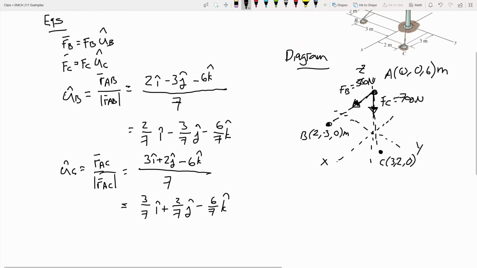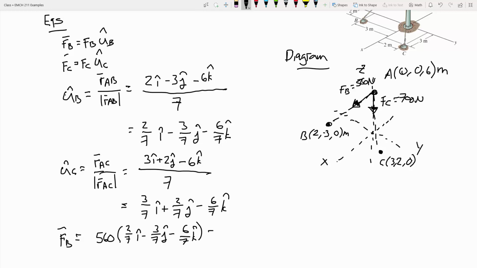So now I can put together, going back up a little bit, I have u hat B and u hat C, the unit vectors that point from A to B and then A to C. So now I can put FB and FC into their Cartesian component form, because I know their magnitude, and now I have found their direction. So now in ijk form, I can find FB. That is going to be 560 times 2/7 i, I'll write it long form for this one, negative 3/7 j, minus 6/7 k.